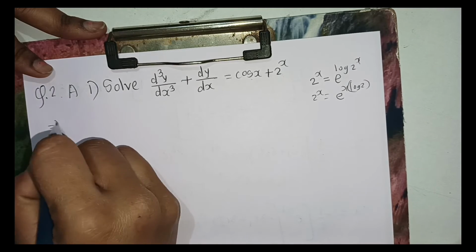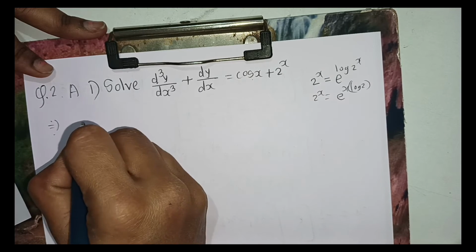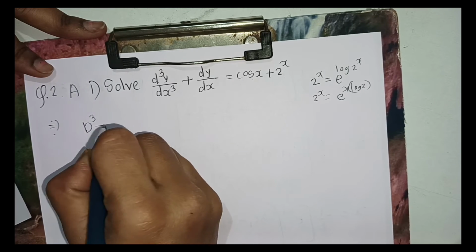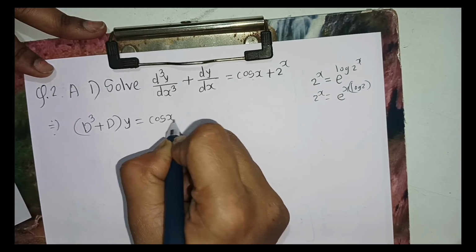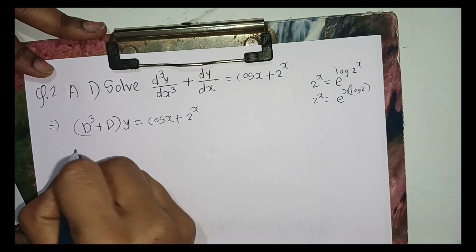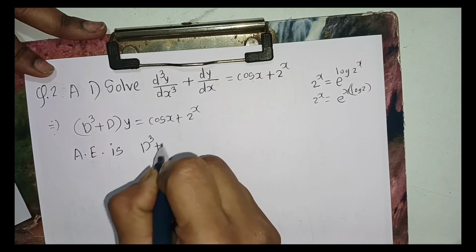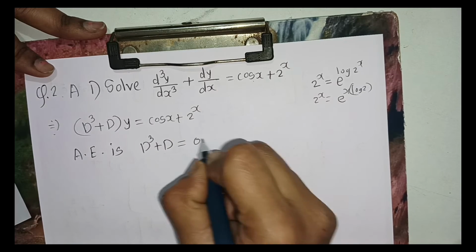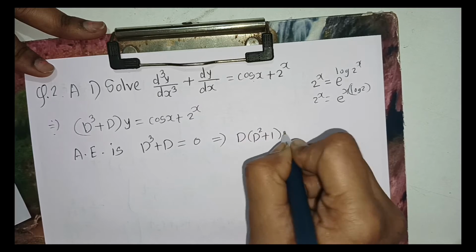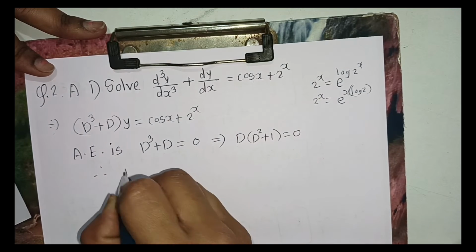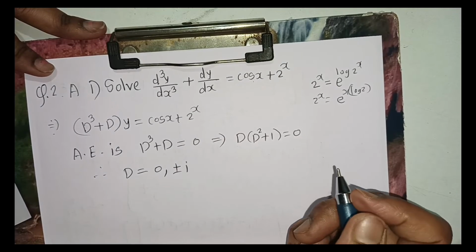Okay, so rewrite this differential equation by using capital D. So it is D cube plus D y is equal to cos of x plus 2 raised to x. So the auxiliary equation is D cube plus D is equal to 0, which implies that D into bracket D square plus 1 is equal to 0. Hence roots are D is equal to 0 or plus minus i.